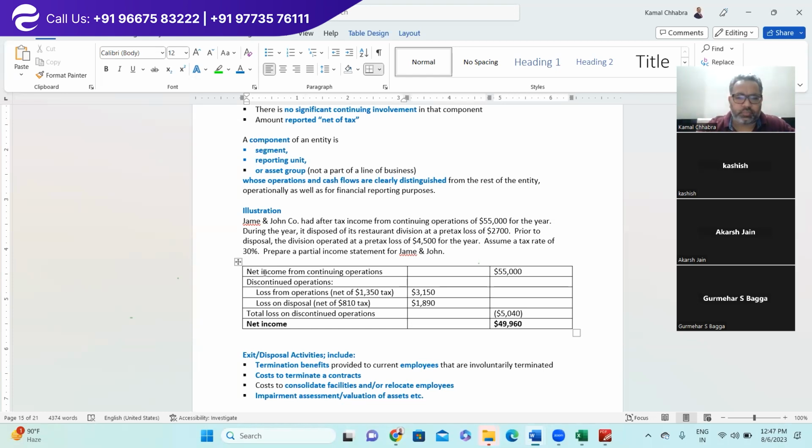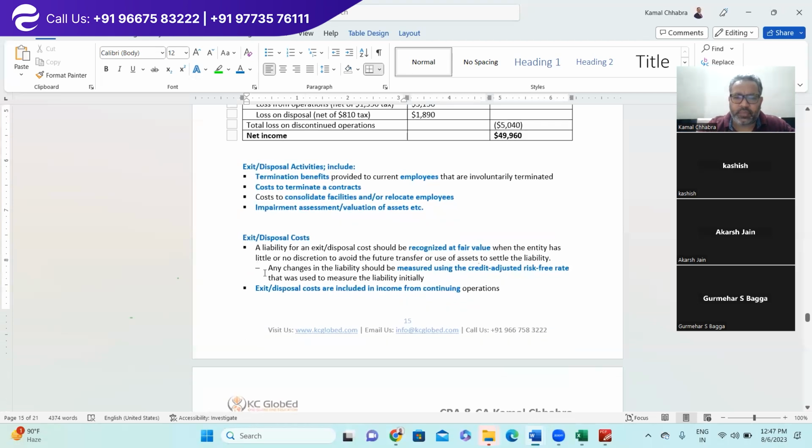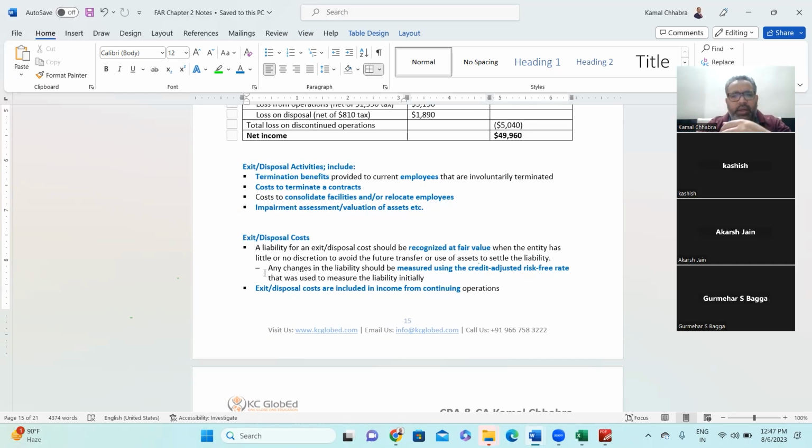Yes, sir. Okay. What are the exit and disposal activities? It may include termination benefits, which you need to provide to the employees. It may be the cost to terminate the contracts. It may be cost to consolidate facilities or relocate the employees, or it can be impairment loss or valuation of the assets. Right? So these are like the impact of disposal or exit activities.